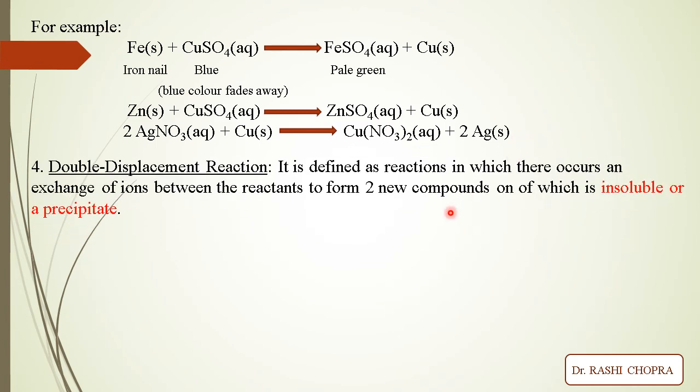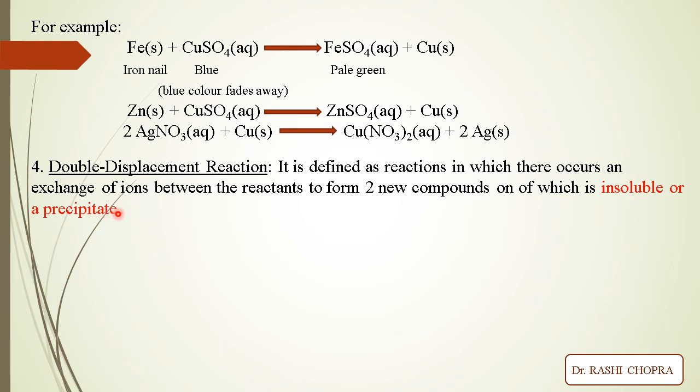So another kind of chemical reaction, the second last type, is a double displacement reaction. In a double displacement reaction, there would be two displacements taking place. What actually happens is that the reactants exchange their ions with each other and form two new compounds, in which one is insoluble or a precipitate.